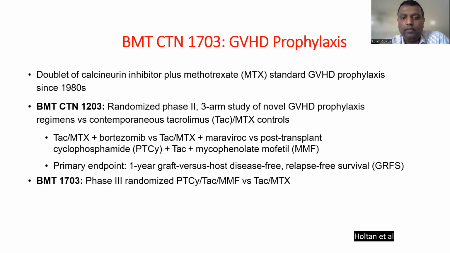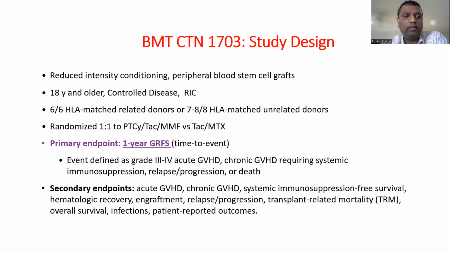And the winner of that study was the post-Cy arm, which we call the PTCy. This was then taken to a phase 3 study where PTCy, tacrolimus, and mycophenolate was compared against the historical control, which is TAC and methotrexate. The study allowed reduced intensity conditioning for individuals 18 years or older. They had to have controlled disease, and peripheral blood stem cell grafts were chosen. Donors could be 6 out of 6 HLA matched, 7 to 8 out of 8 HLA matched related donors, or one antigen mismatched unrelated donors were also allowed.